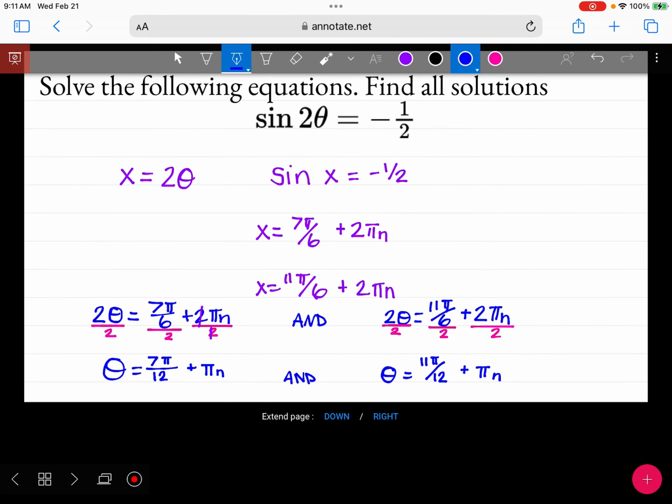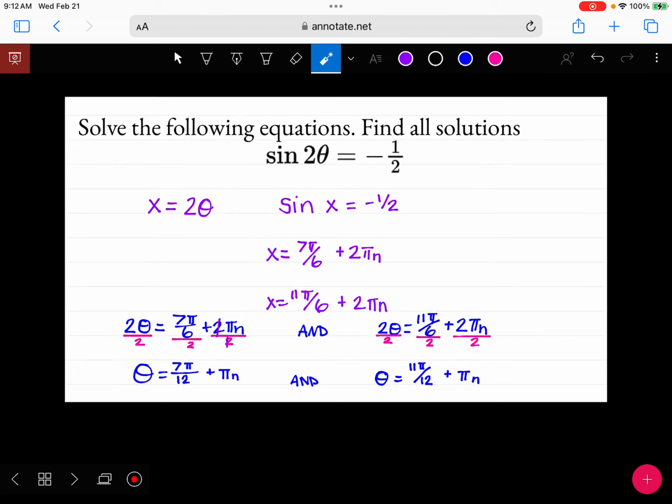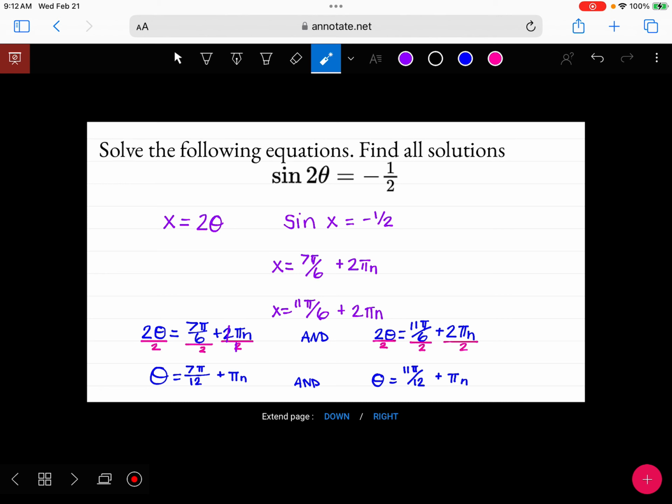So if we're given something gross inside our trig function, switch it out for something less gross so it's easier to deal with. We can substitute things in if we want to make things easier, as long as we change them back at the end. So we're going to practice that definitely a few more times.